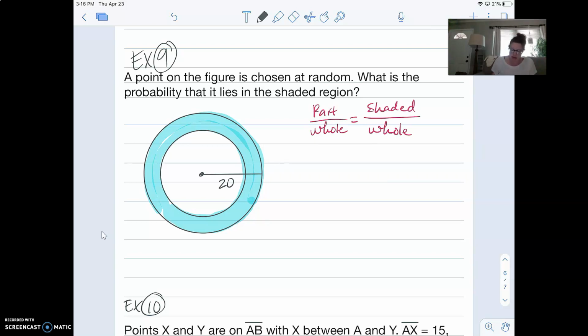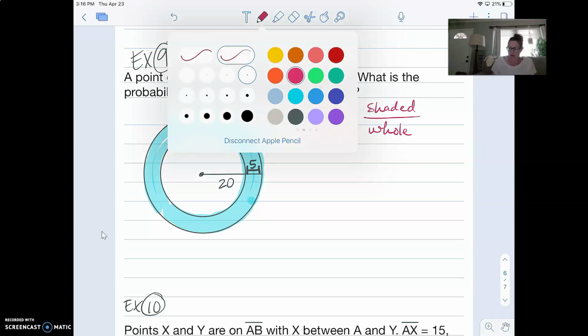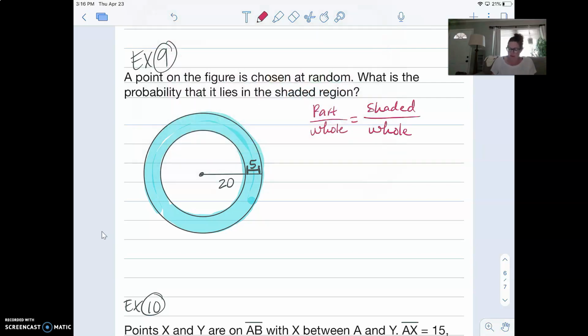And let's say that from here to here, it's 5. That little piece right there is 5. So what we want to find is the area of the entire thing, the whole thing, which is pi r squared. So when I say 20, sorry, I didn't really specify that. Let me go back. The 20 is referring to this whole radius.